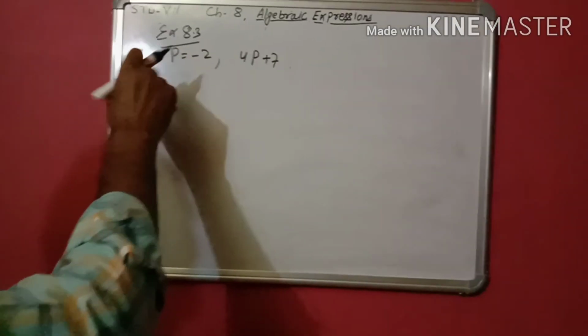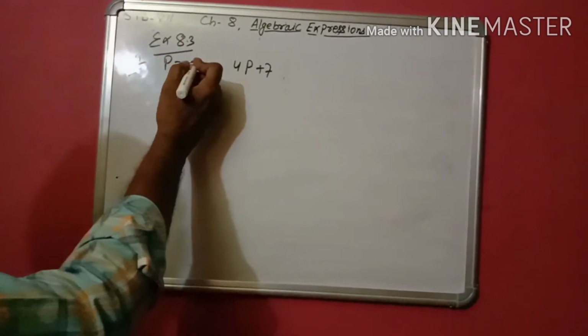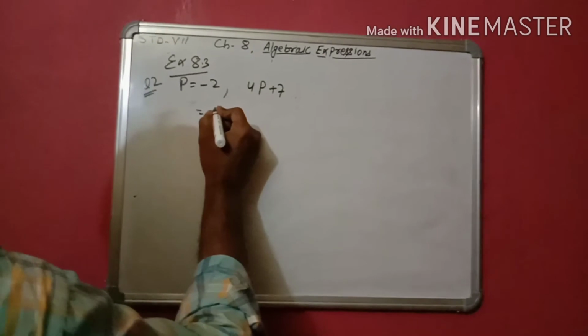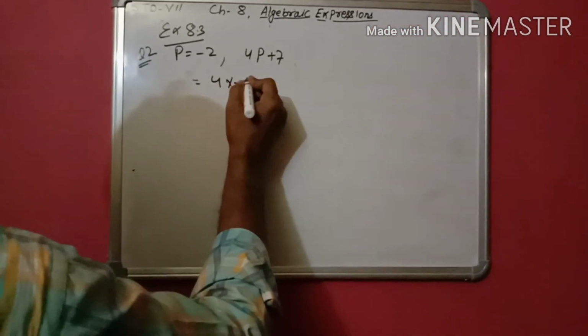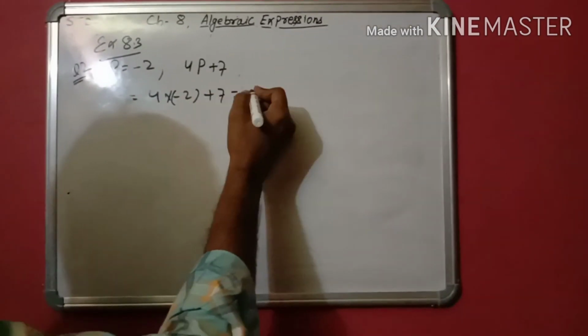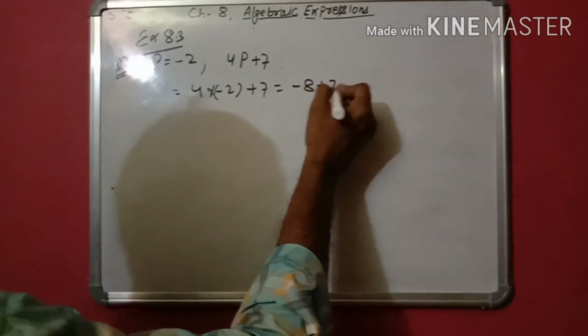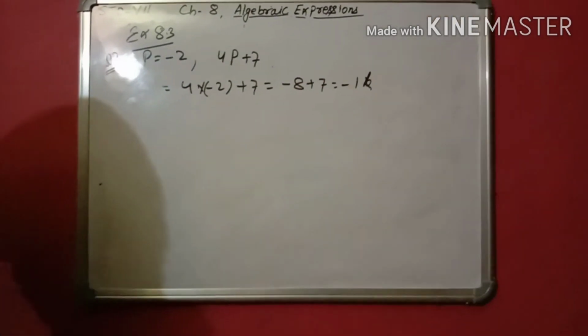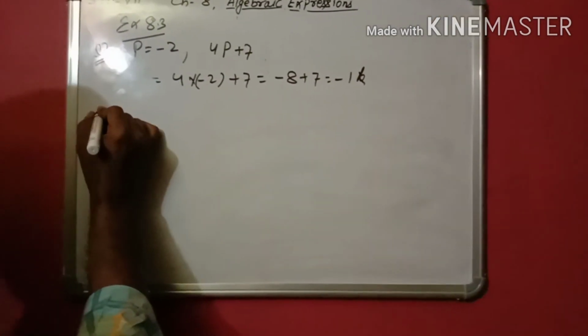Exercise 8.3, here p equal to minus 2 is given, find the value of 4p plus 7. So here I can write 4 into minus 2 plus 7, means 4 times 2 is minus 8 plus 7 equal to minus 1. Write down please.